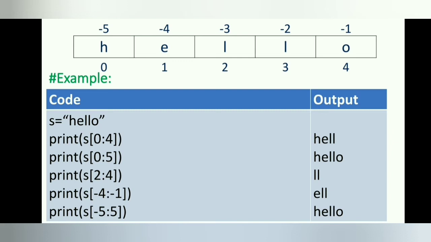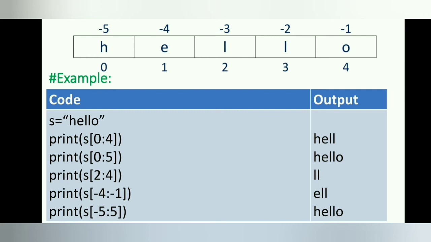The last print statement, print s[-5:5], will display the characters from position minus 5 to 5. Here 5 is not included, so it will display the characters from position minus 5 to 4. Hence the output will be hello. While indexing can be used to get individual characters from a string, slicing can be used to get a substring.